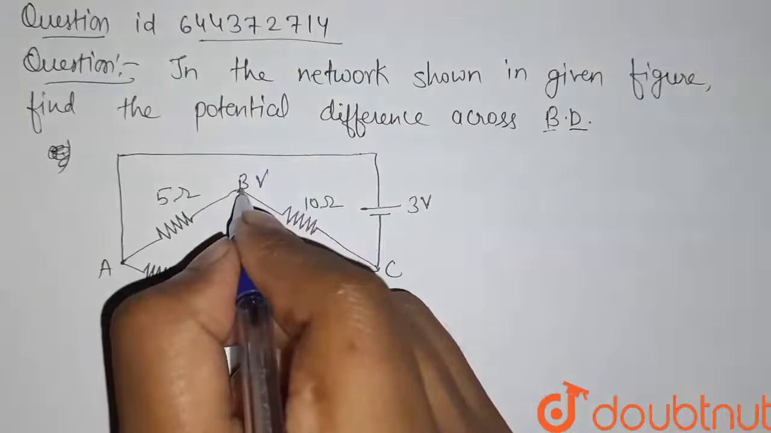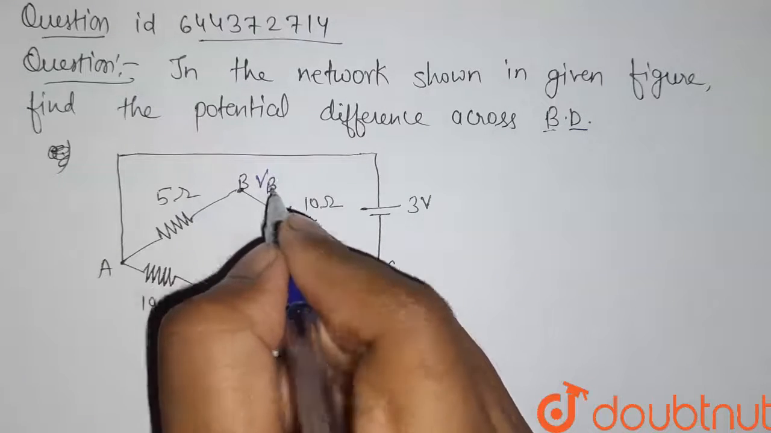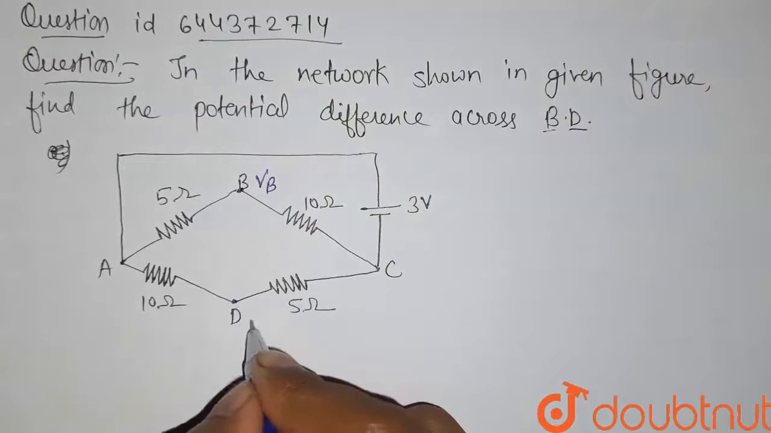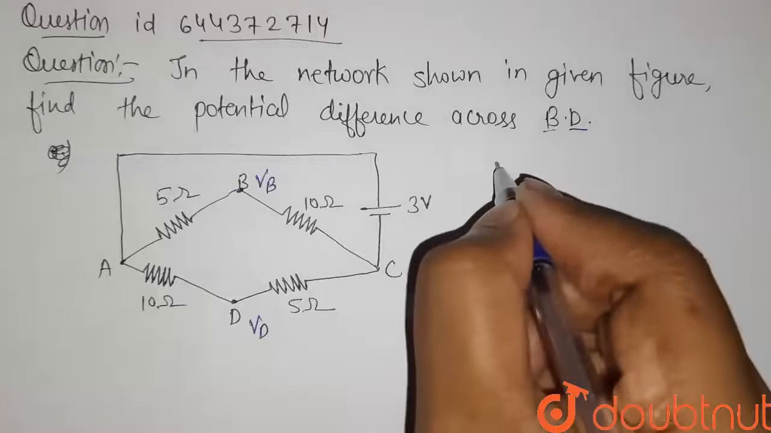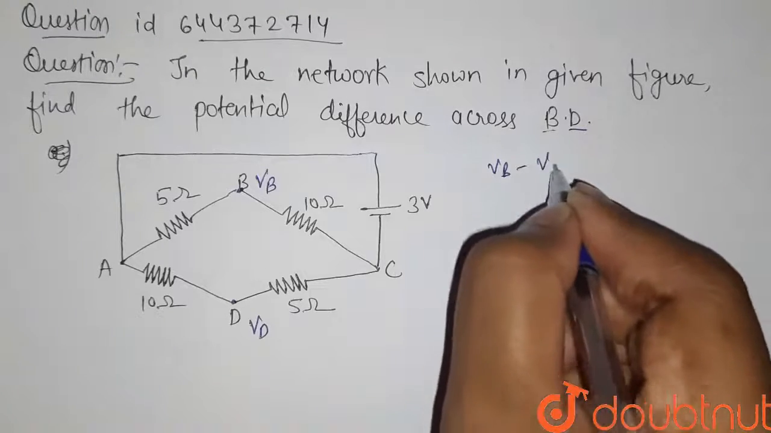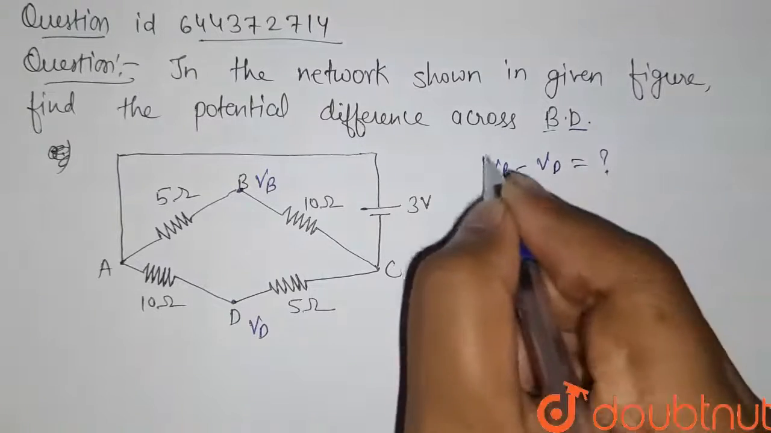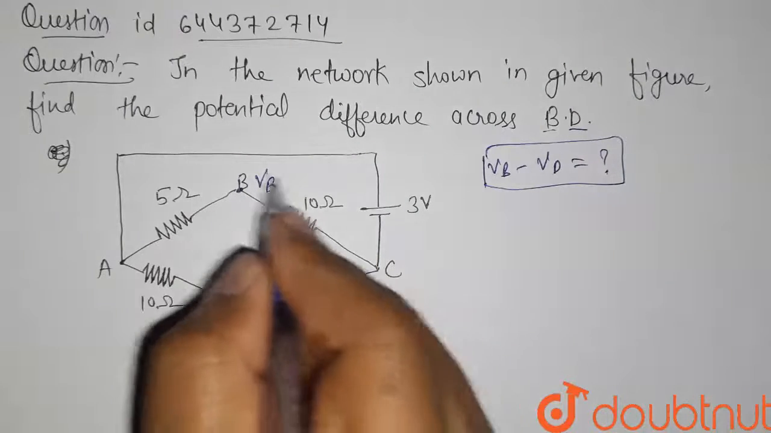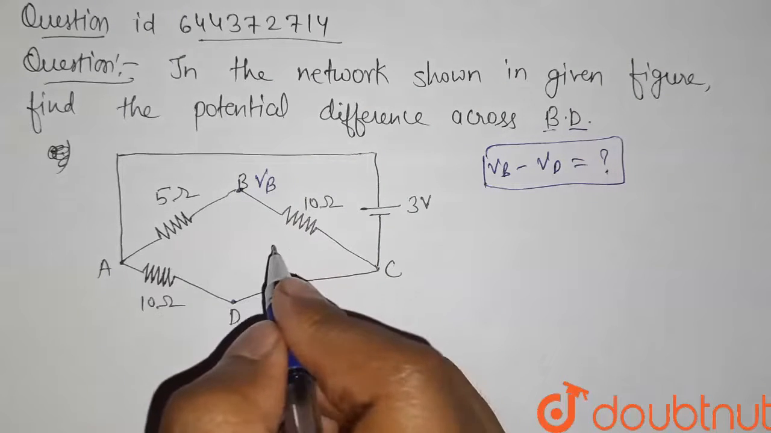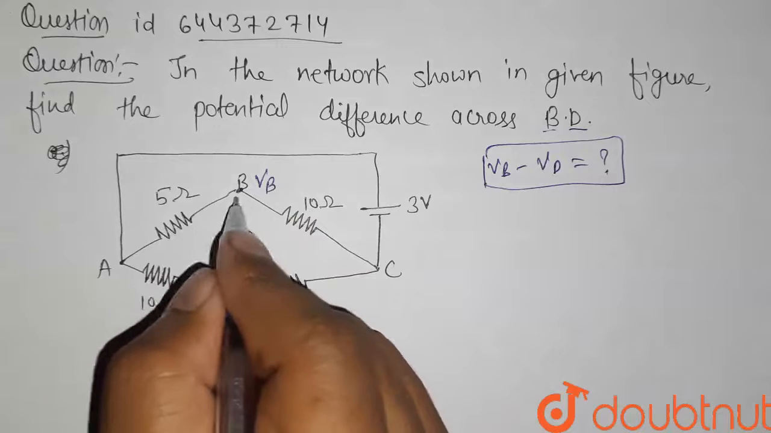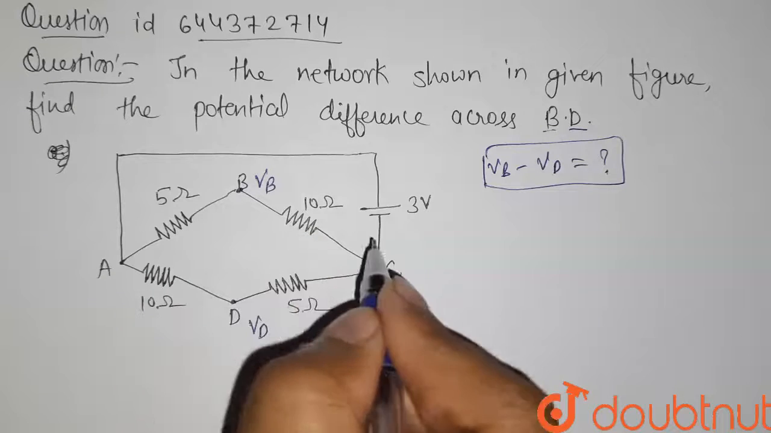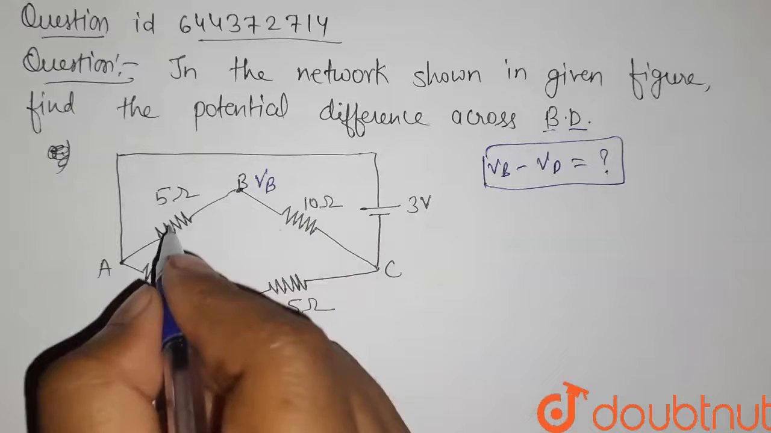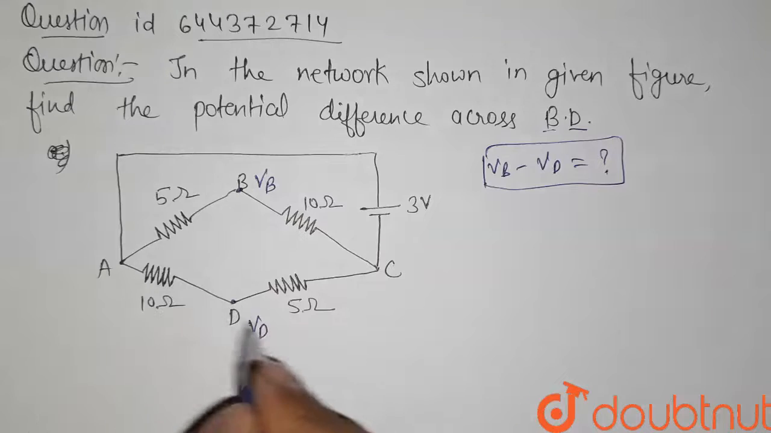That means if point B has potential VB and point D has potential VD, then we have to find VB minus VD. Okay, so now let us try to find out the current flowing in this circuit. That will help us to find the potential drop across these resistors. First of all, we have to find the equivalent of this circuit.